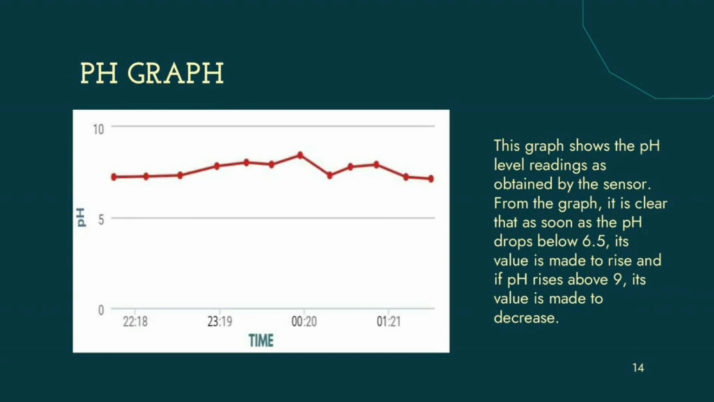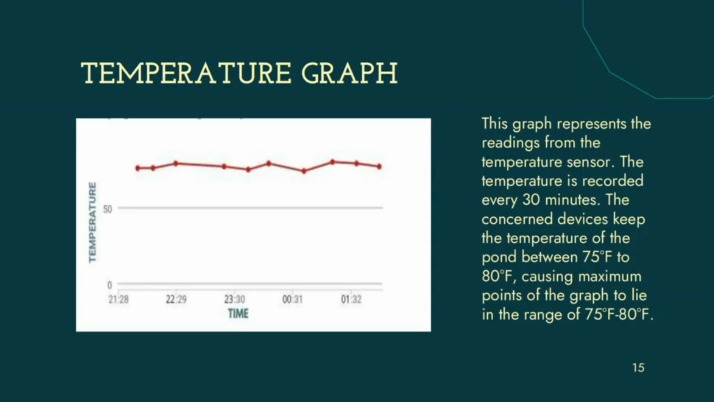It is evident from the graph that when the pH falls below 6.5, its value is made to increase. When the pH rises over 9, its value is made to decrease. The temperature sensor measurements are displayed in this graph. Every 30 minutes, the temperature is recorded. The concerned devices maintain the pond's temperature between 75 degrees Fahrenheit and 80 degrees Fahrenheit, forcing the graph's maximum points to fall within the given range.